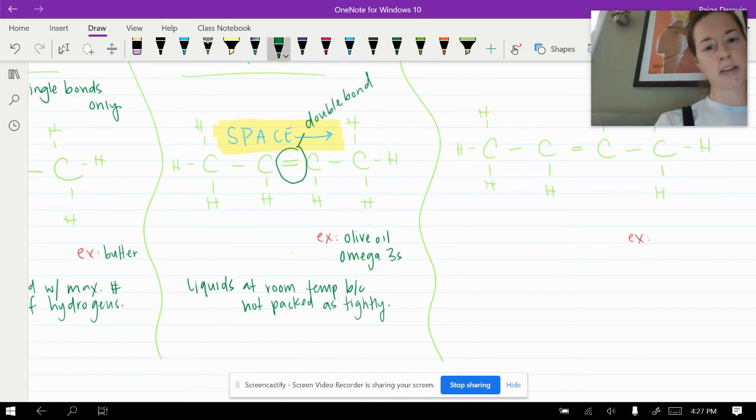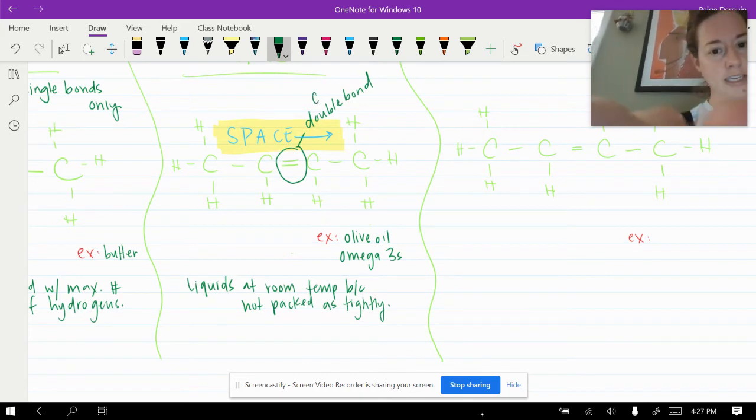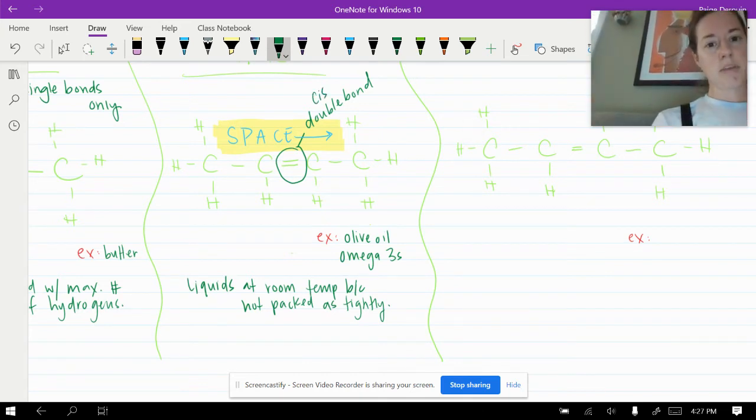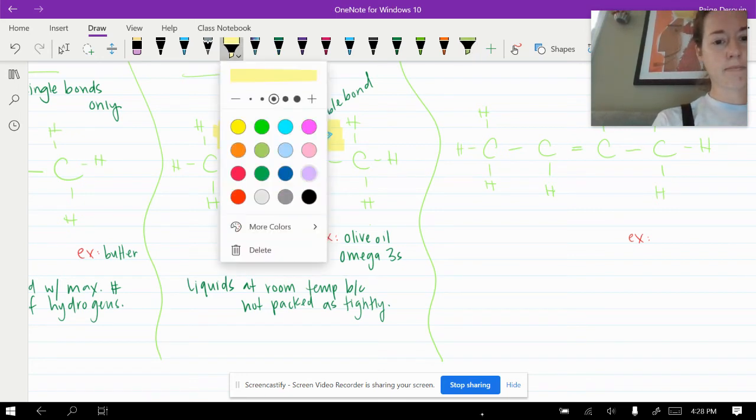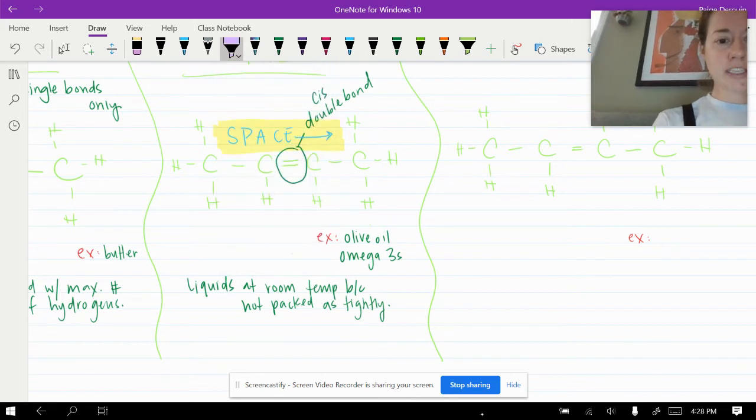Now, this double bond that I circled up here is called a cis double bond because both of the hydrogens, I'm going to highlight them, both of these hydrogens right here are on the same side. We'll talk about that in a second. But since they're both lined up together next to the double bond, it's called a cis double bond.